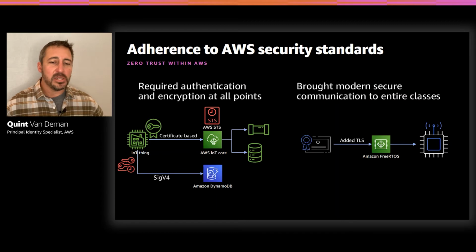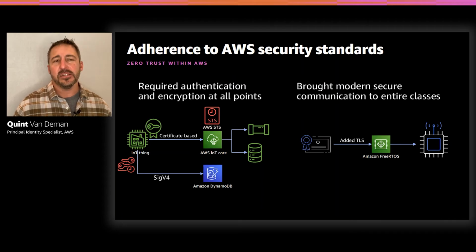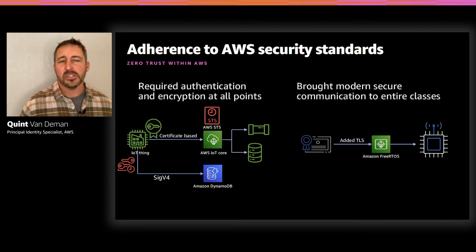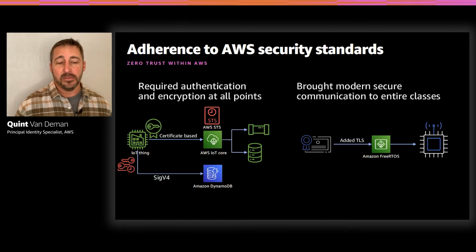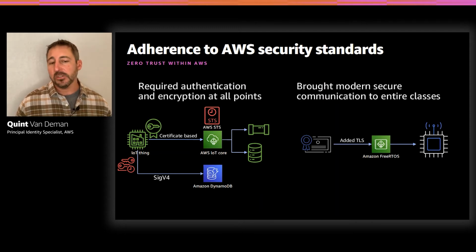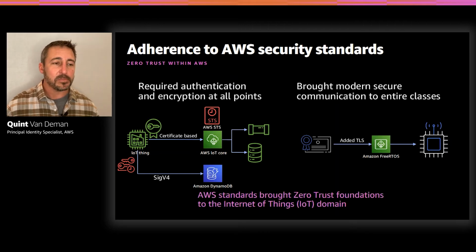And then we subsequently added TLS support to FreeRTOS, right? And this brought essentially a great zero trust foundation to an entire class of small CPU and memory devices that were previously assumed not to be capable of it. And so in summary, the adherence to these AWS security standards brought zero trust foundations to a domain where vast amounts of unauthenticated, unencrypted messaging was previously the norm.